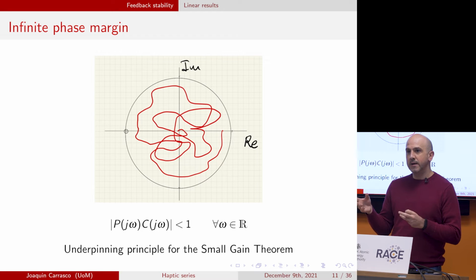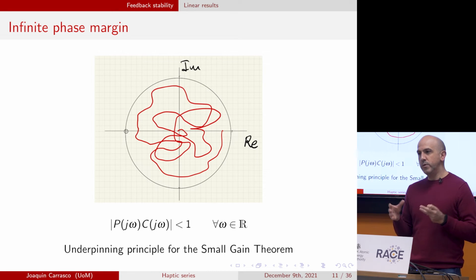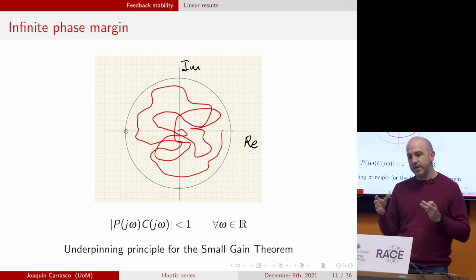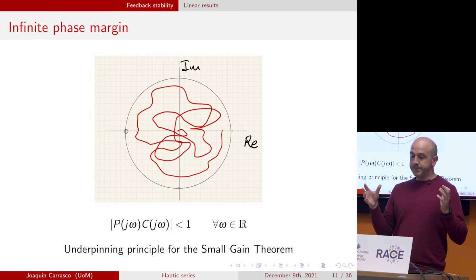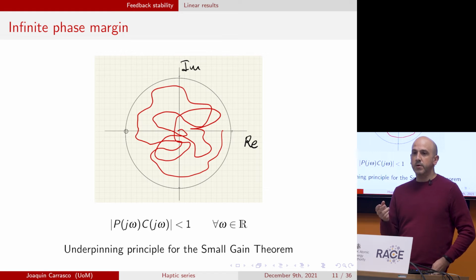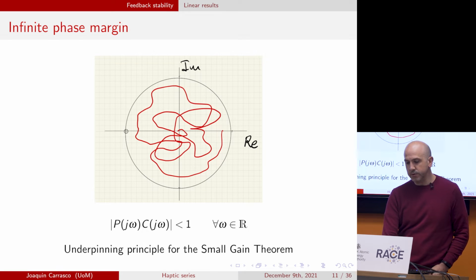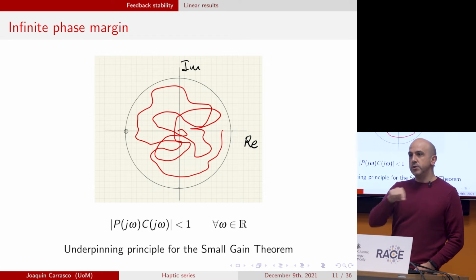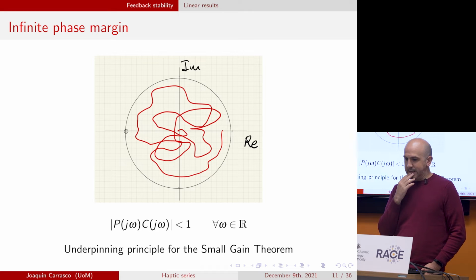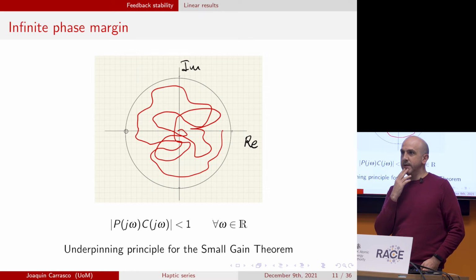What we are going to ensure when we speak about the small gain theorem is that my system never escapes this circle of radius 1, and therefore it is impossible for you to be unstable, because in order to encircle the minus 1, you need to escape the circle, at least a little bit, no? Any question about this?